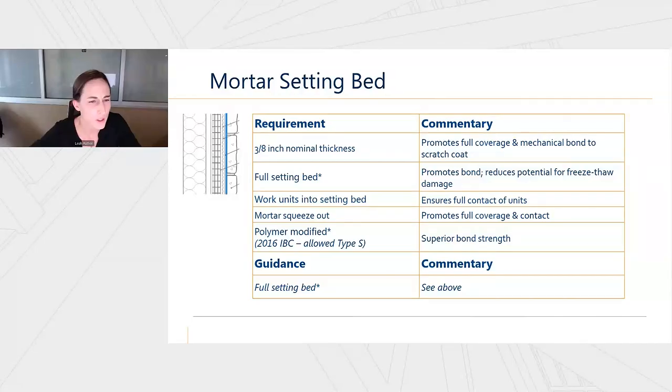Regarding the mortar type, this is something Renae mentioned: polymer modified mortars are required in the 2024 IBC as well as the 2022 TMS code. This is a difference from the 2016 IBC, which allowed the type S. Obviously, it does promote that superior bond strength, but something to keep in mind when considering design of these systems as we move into adopting those new codes.